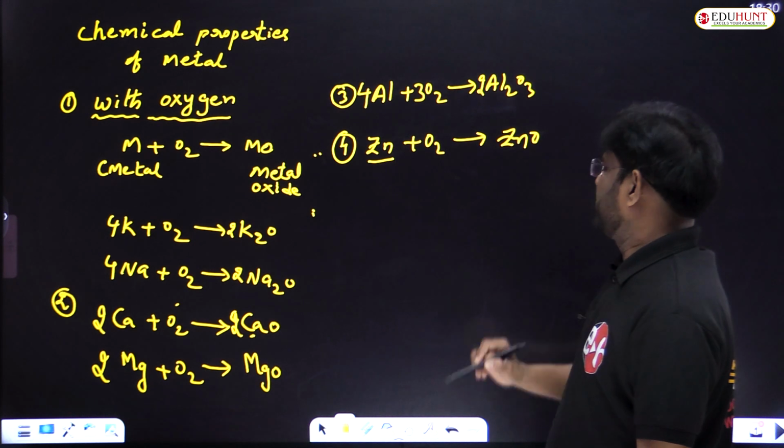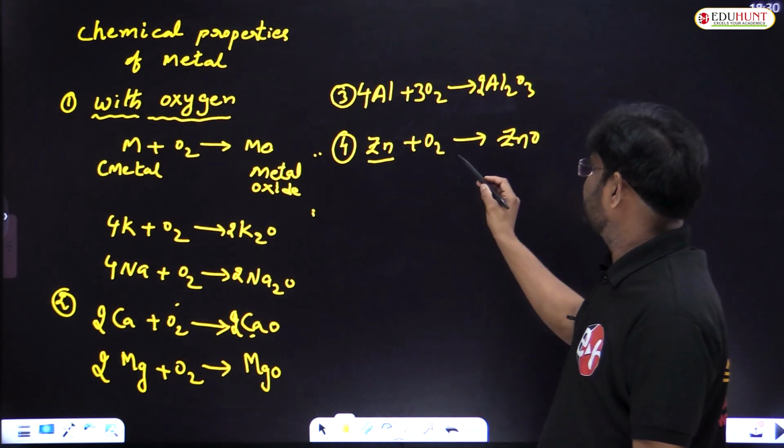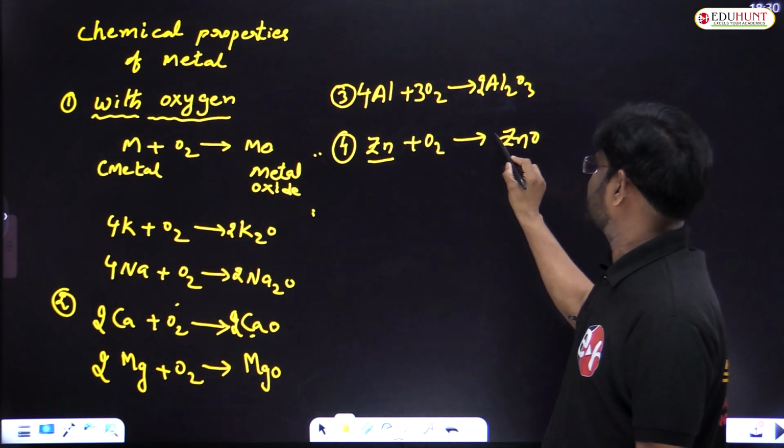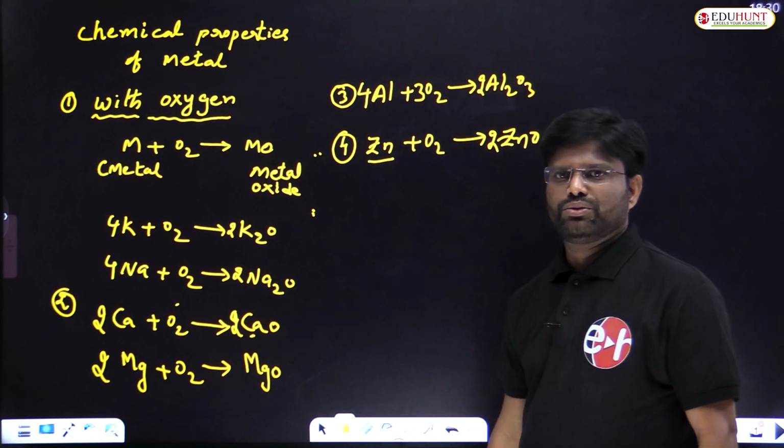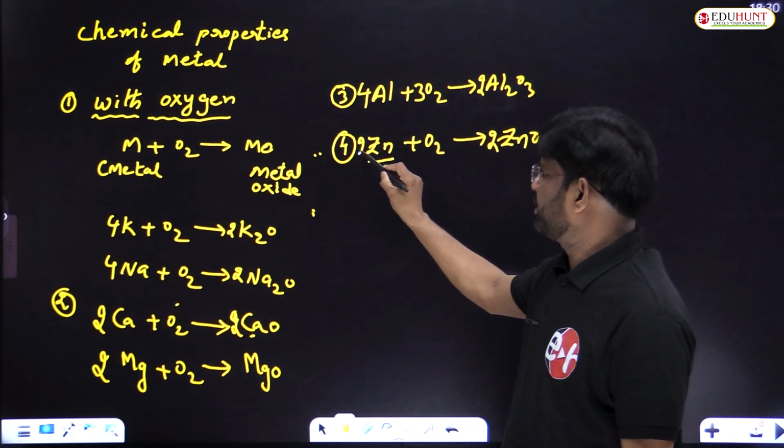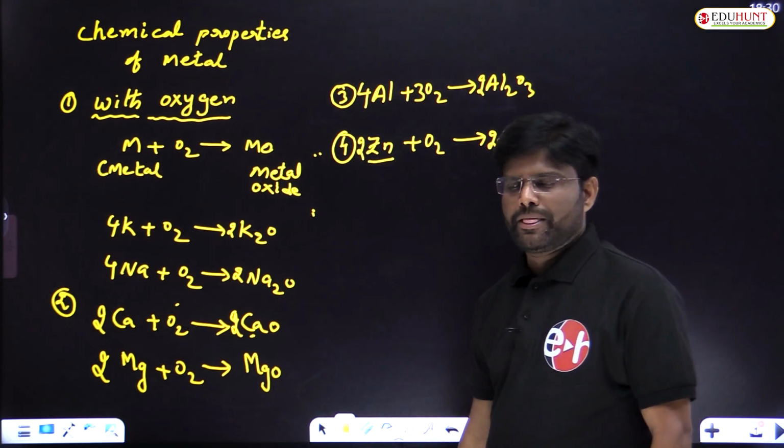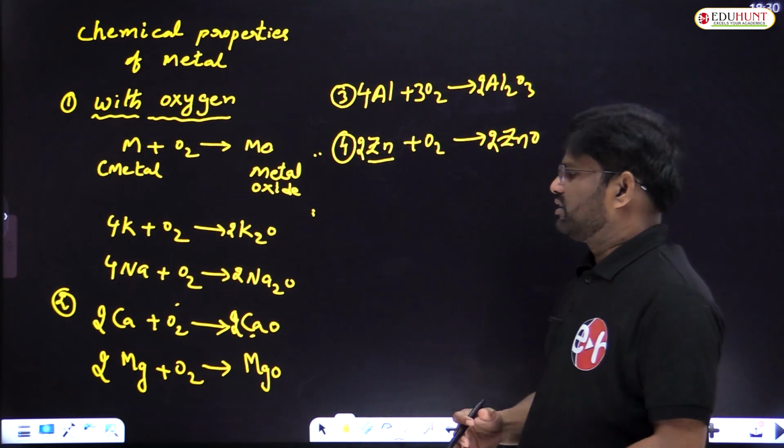To balance this reaction, here there are 2 oxygens, here only 1 oxygen, so we should give 2. Here also we should give 2, 2 zincs. Okay now, this is zinc metal.